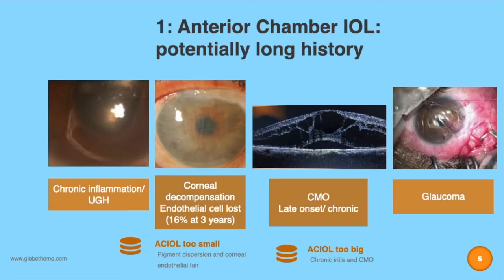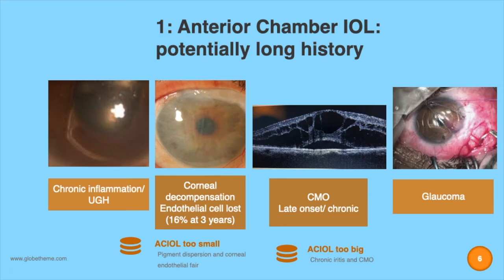However, there are potential patients that might have a long-term relationship with it. Either they end up with chronic inflammation or corneal decompensation, as AC-IOL causes 16% of endothelial cell loss even in the first few years. Or patient might present with CMO. Lastly, potentially patient can end up having glaucoma due to continuous pigment dispersion from the rubbing of iris. This is one thing we have to remember.